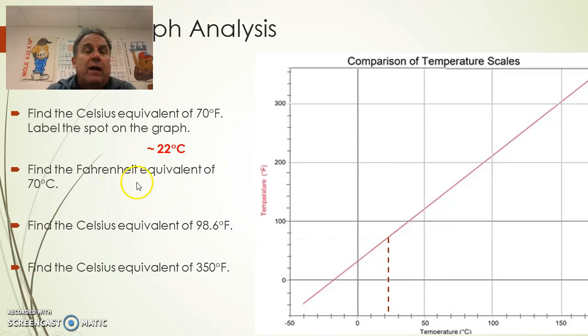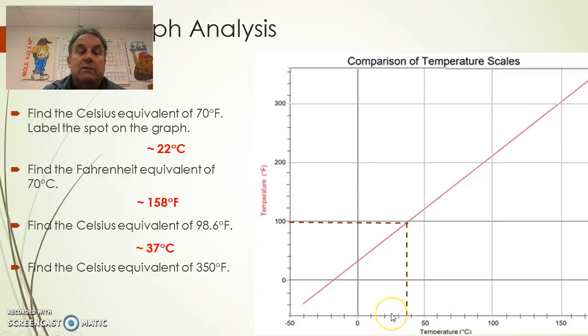Now, what about the Fahrenheit equivalent of 70 degrees Celsius? So we find 70 degrees Celsius, trace it up, and then trace it over, and then 100, 120, 140, not quite to 160, so estimate about 158 degrees Fahrenheit. Now, what about human body temperature? 98.6 Fahrenheit. What would that be in Celsius? So if we take 98.6, almost to 100, trace it over, trace it down, and then 10, 20, 30, not quite to 40, so approximately 37 degrees Celsius.